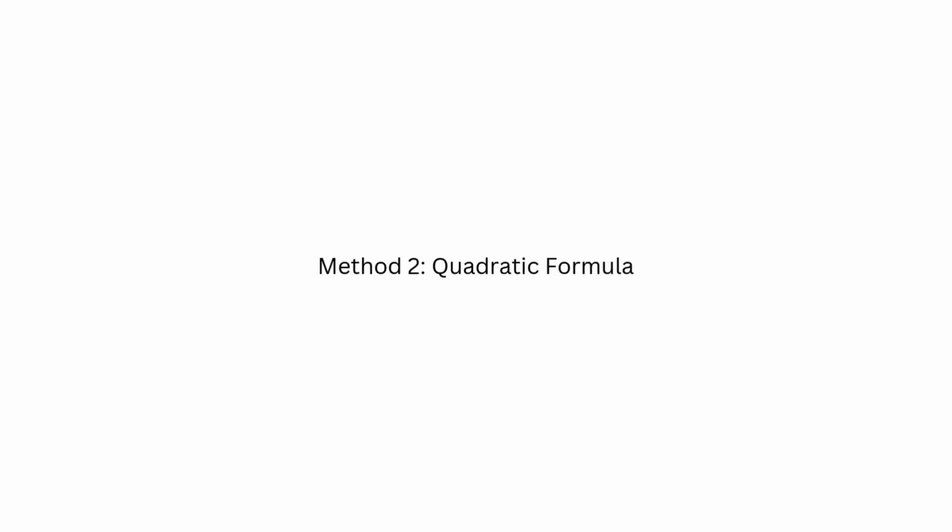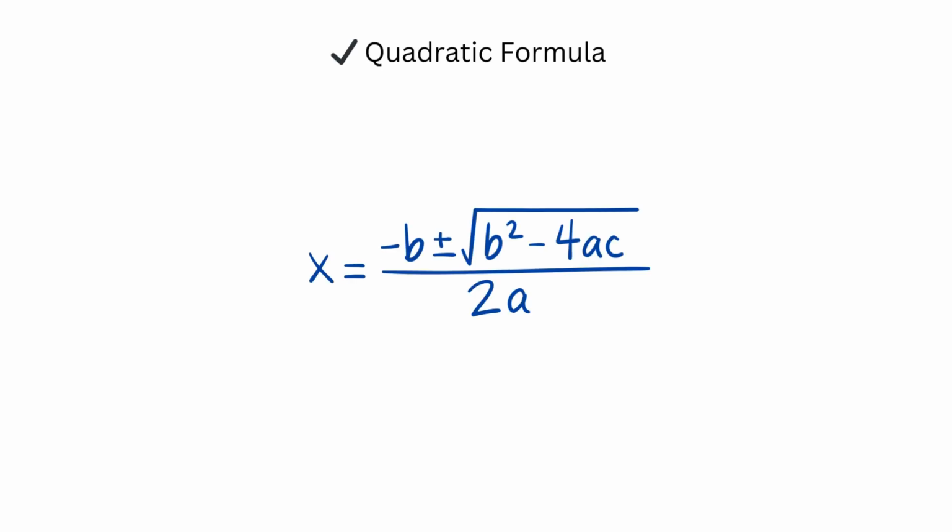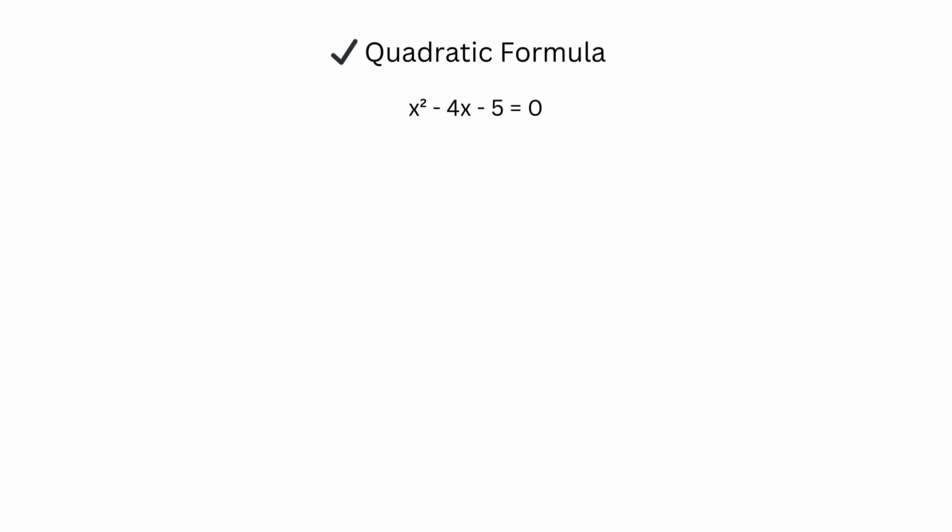Method 2, quadratic formula. When factoring isn't easy, we use the quadratic formula. Let's apply this to x squared minus 4x minus 5 equals 0. Now, we substitute these values into the formula.